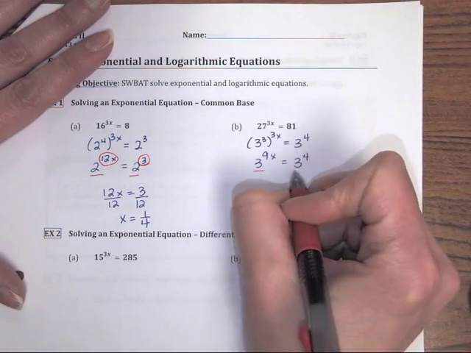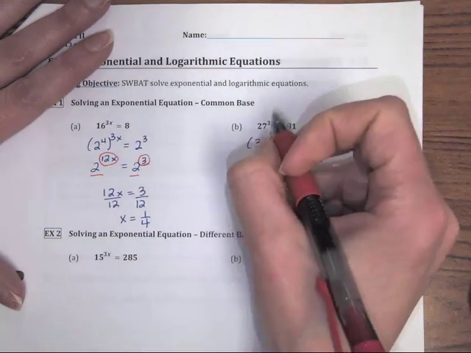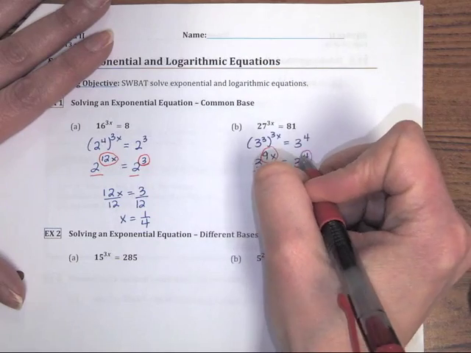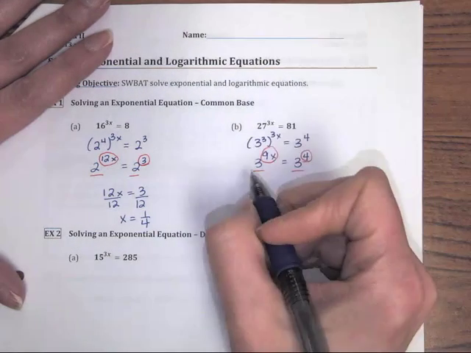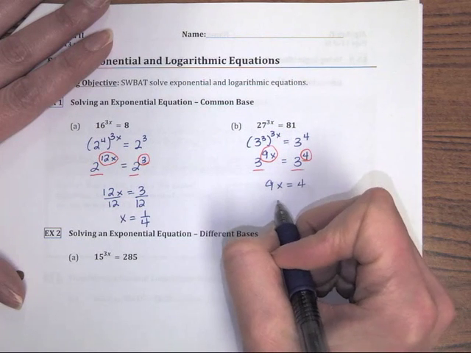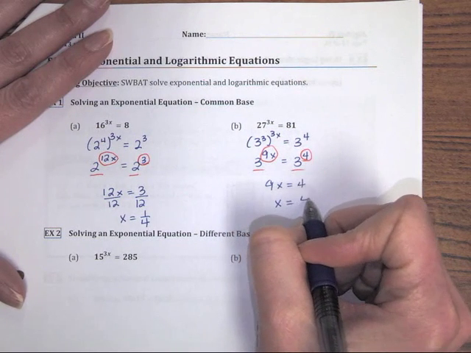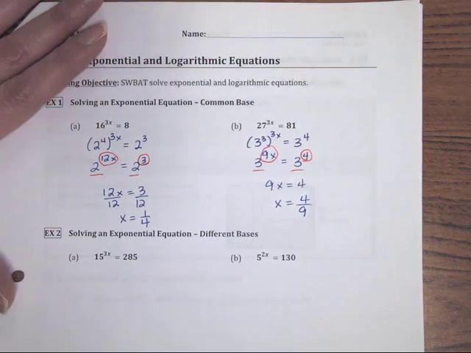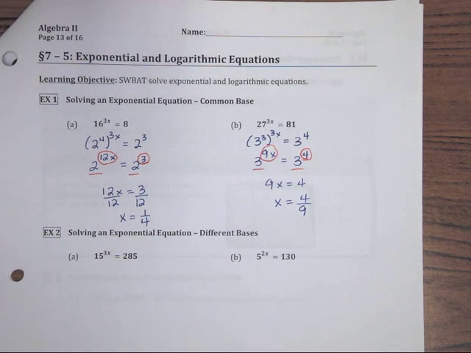Now, since I have the same base on both sides, these exponents must be equal. So I have 9x equals 4. Divide both sides by 9, and I get x equals 4/9. Now, you're really lucky if you have the same base on both sides, but most of the time that is not going to occur.